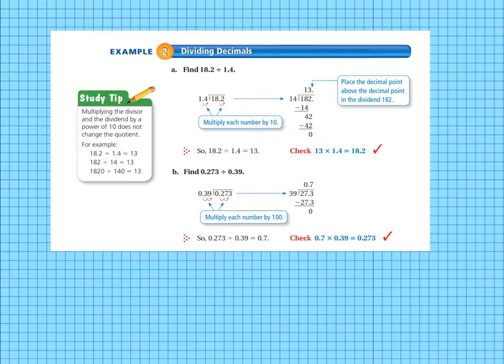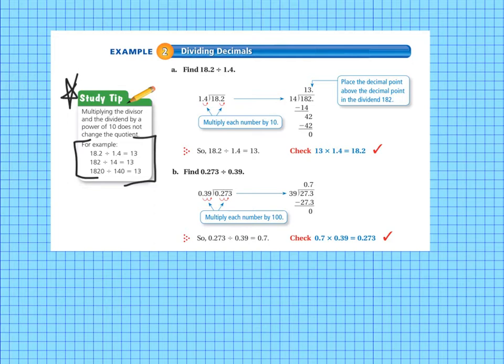Example 2, dividing decimals. So let's look at our study tip. Multiplying the divisor and the dividend by a power of 10 does not change the quotient. And it gives you some examples here. So when you get to your quotient or your answer, don't go back and try and undo what you did. You just need to stick with your quotient and you're done.